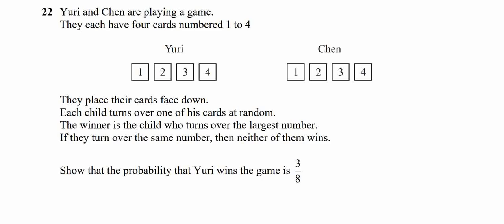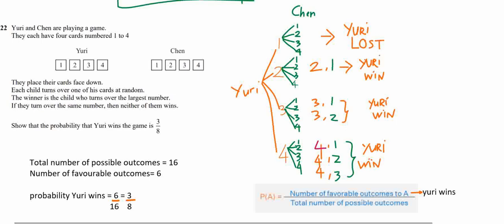Let's open up the answer. If you have not finished, you may pause this video. This is how it works. Show that the probability that Yuri wins the game is 3 over 8. So now we make the tree diagram for Yuri.